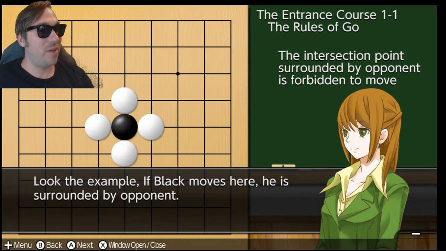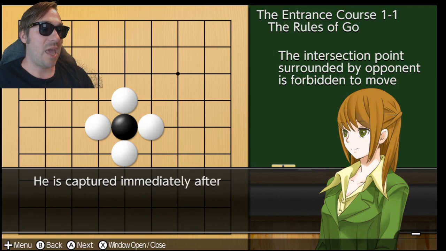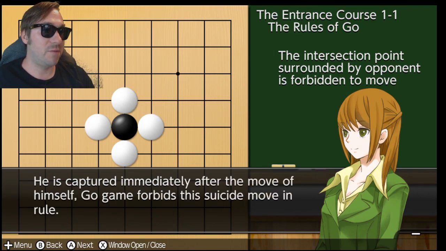Look at the example. If black moves here, he is surrounded by opponent. Yep, he's automatically dead. Yep, captured immediately after the move himself. Go game forbids the side move game.